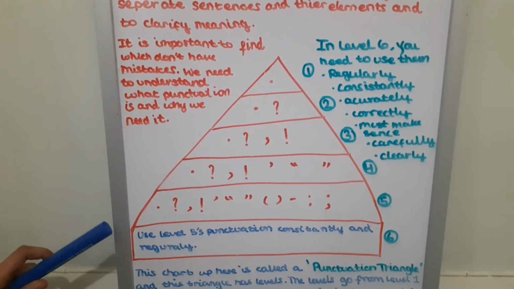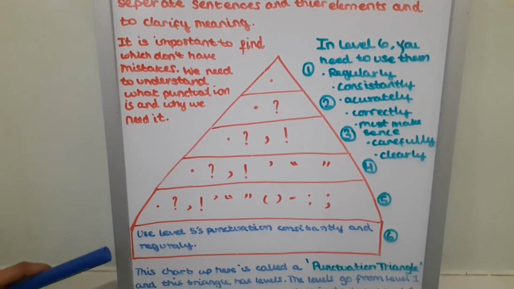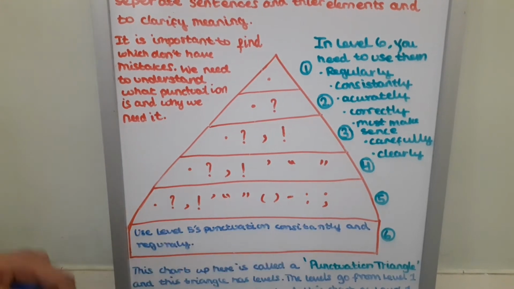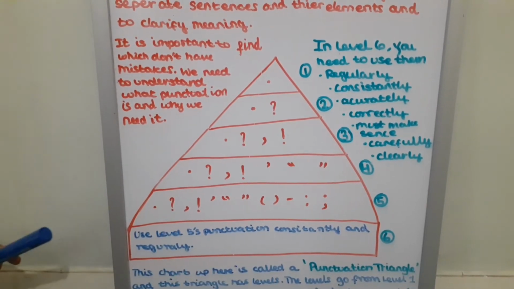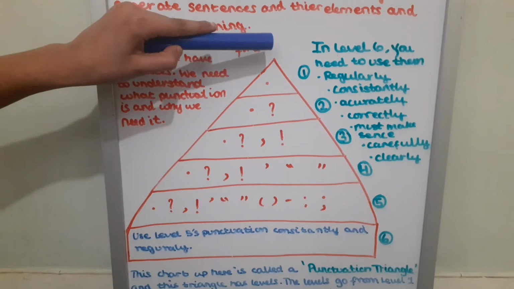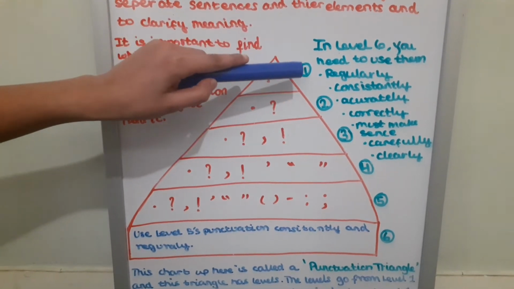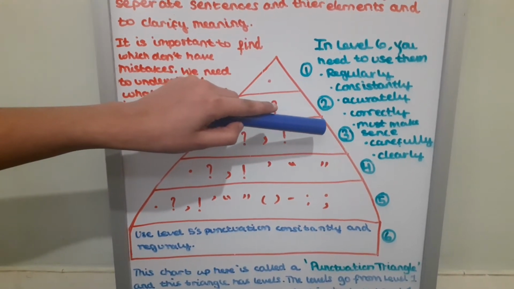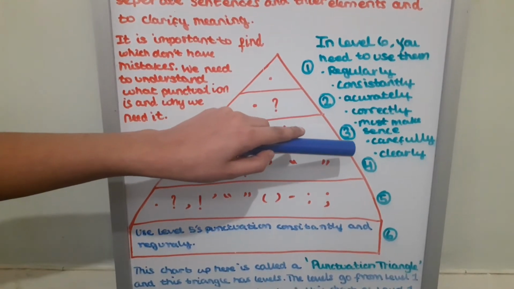Use level 5's punctuation constantly and regularly. So you need to use these regularly and constantly. In level 6, you need to use them regularly, constantly, accurately, correctly, must make sense, carefully, and clearly.